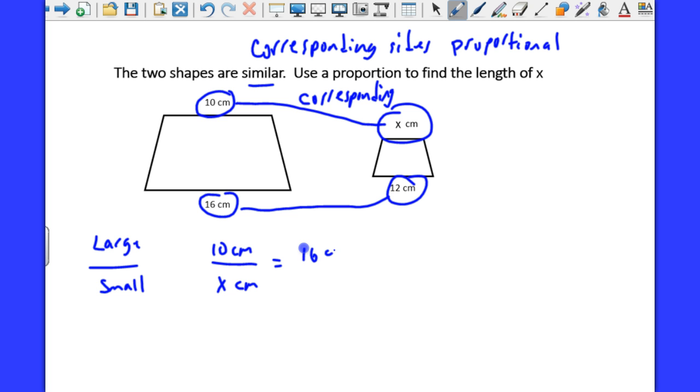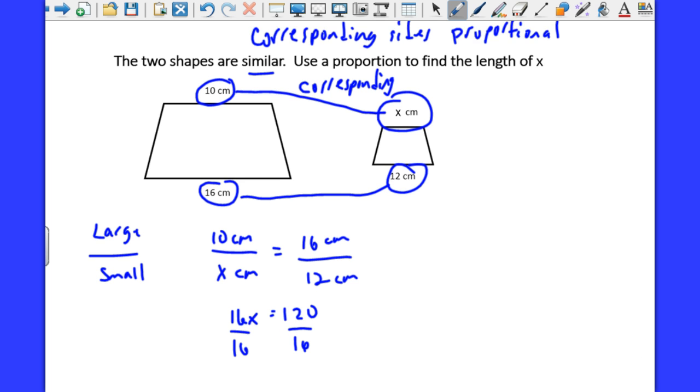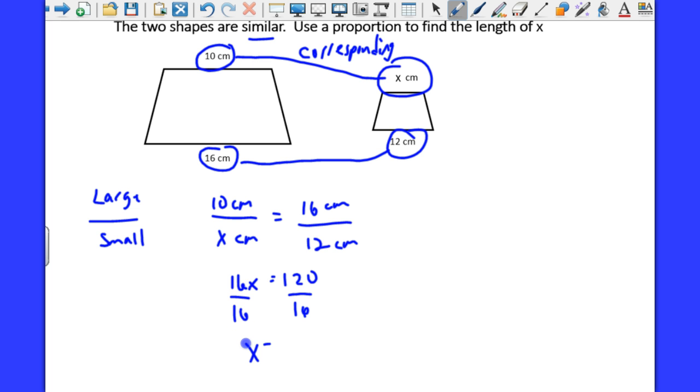16 is the large over 12. Now crisscross, work it out. 16x is equal to 120 and divide by 16. And you get, just a little more room here. X is equal to 7.5 centimeters, and that is the measure of the small side there. All right. Again, proportions can be used to find an unknown side between two similar shapes as long as you know one set of corresponding sides.